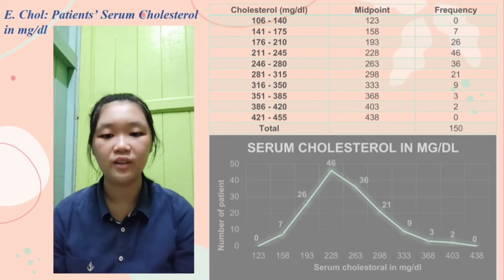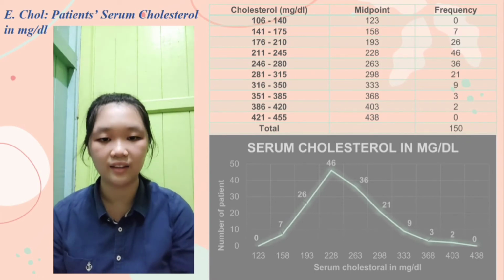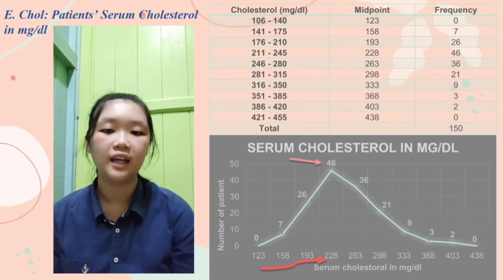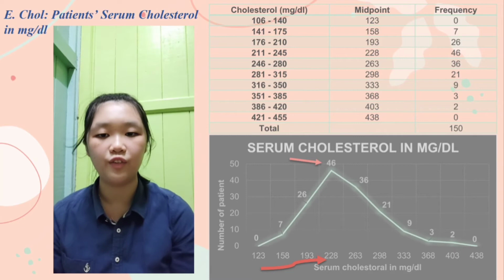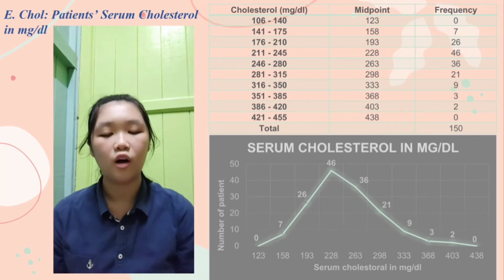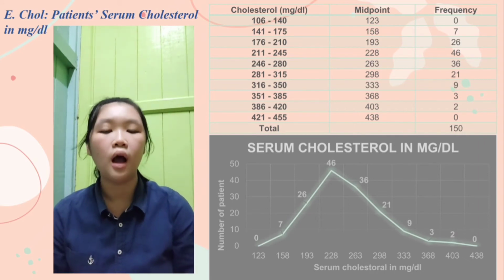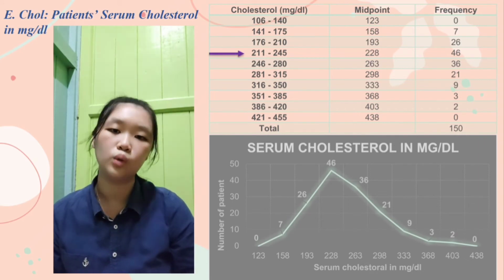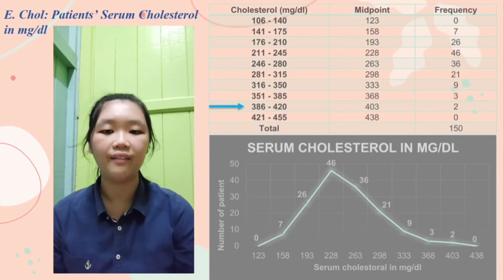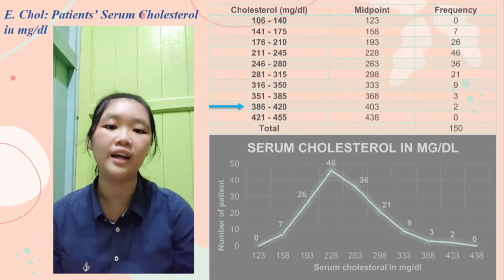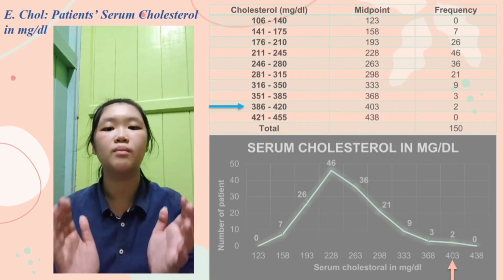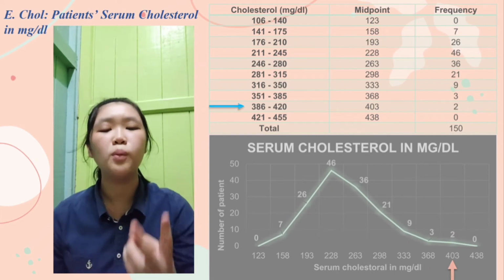From the polygon, we can know that the number of patients is higher at the mean point of 228 mg serum cholesterol. That is, there are 46 out of 150 patients. Therefore, based on the table, we can say that the serum cholesterol of most heart disease patients is between 211 mg and 245 mg. In addition, the serum cholesterol between 386 mg and 420 mg, or at the mean point of 403 mg, was the lowest among heart disease patients, which is only 2 patients.